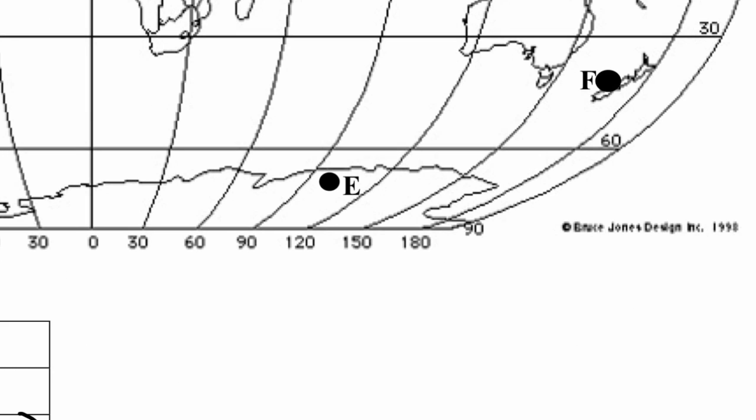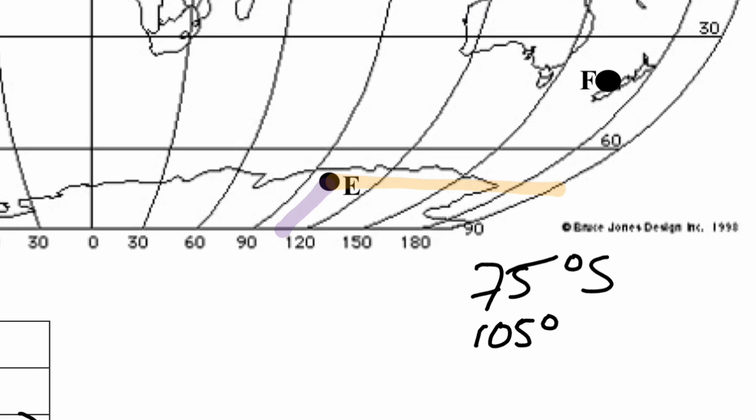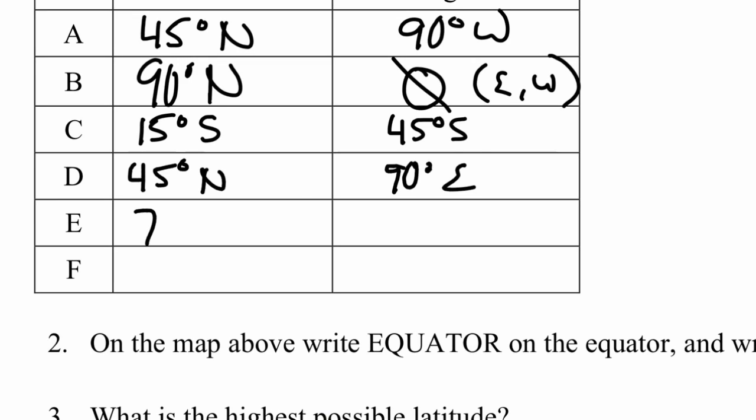Let's take a look at point E. Point E does have some guesswork or some approximation. Latitude is right there and longitude's right here. Best guesstimation, the latitude is going to be about 75 degrees south and the longitude will be about 105 degrees east. Right in between that 90 and 120. Answers?